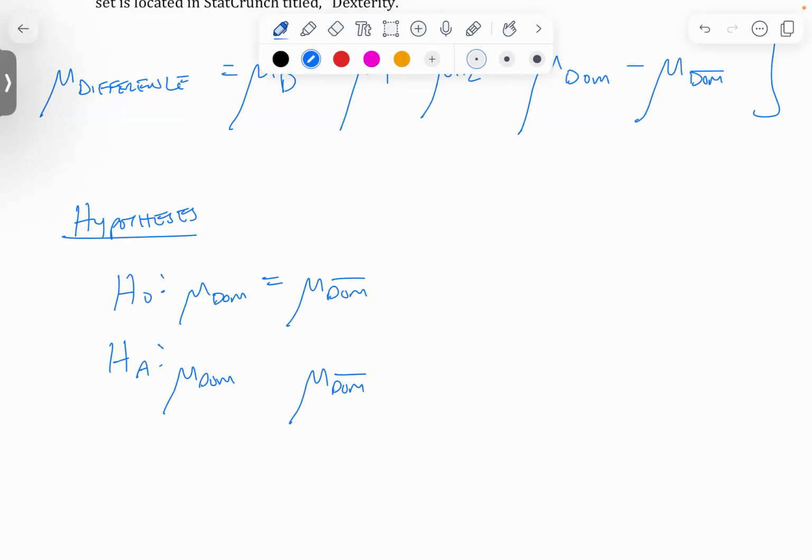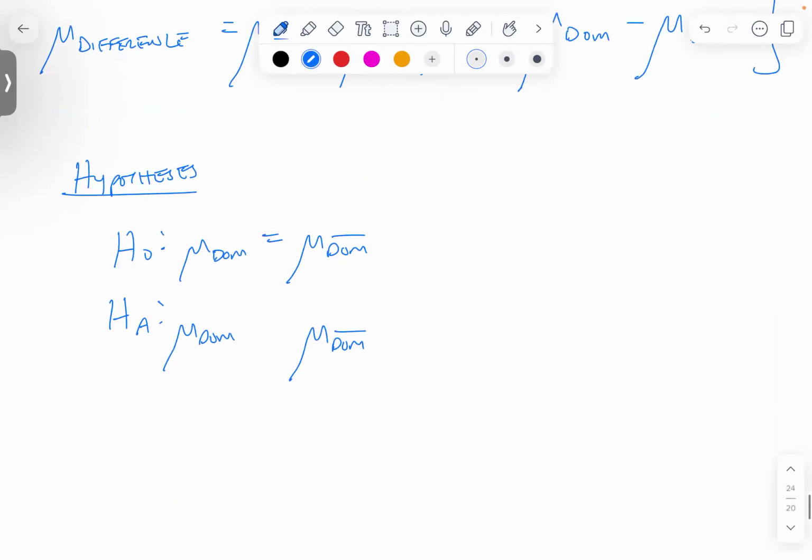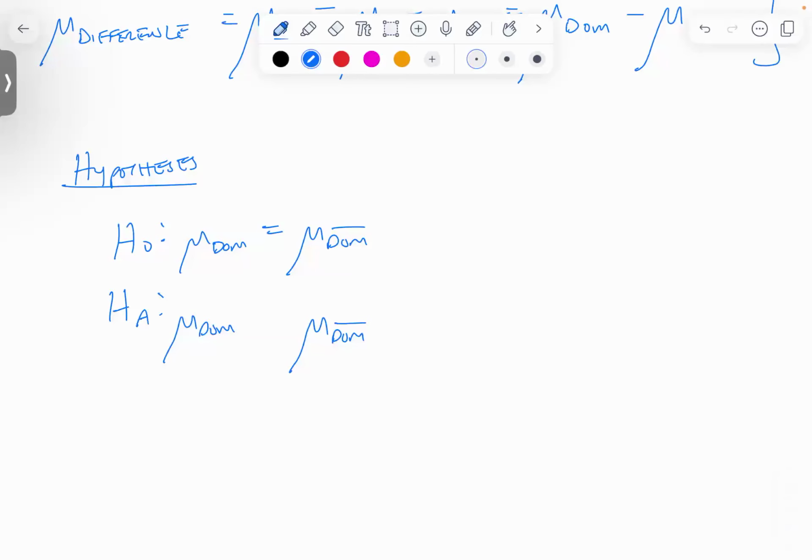Both means are equal. Mu of the dominant, speed of the dominant hand is equal to speed of the non-dominant hand. Then we just have to identify what is the alternative. Since we're identifying faster, again, we already identified what faster means. A faster speed means a higher speed. So that means the average speed of the dominant hand is greater than the average speed of the non-dominant hand.